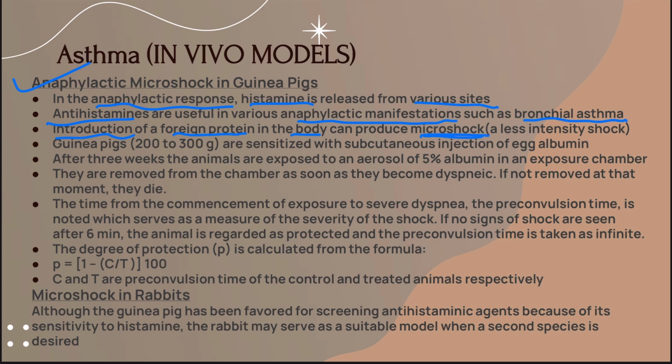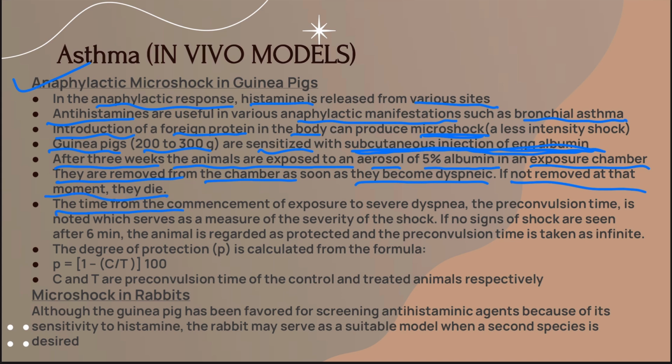So what we do is we take guinea pigs 200 to 300 gram in weight, and they are sensitized with a subcutaneous injection of egg albumin, and after 3 weeks the animals are exposed to an aerosol of 5% albumin in an exposure chamber. They are removed from the chamber as soon as they become dyspneic, because once we have sensitized the guinea pigs with egg albumin and then give it later on, the guinea pig will develop an anaphylactic reaction and become dyspneic, and if we don't remove the guinea pig from the chamber at that time, it might die.